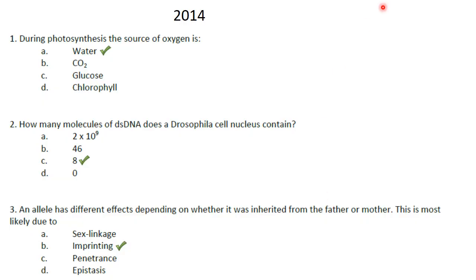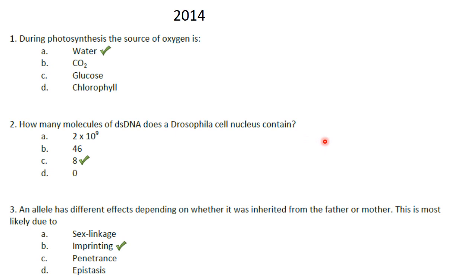Coming to the year 2014. First question. During photosynthesis, the source of oxygen is? So the source of oxygen during photosynthesis is water. Answer is option 1. How many molecules of double-stranded DNA does a Drosophila cell nucleus contain?